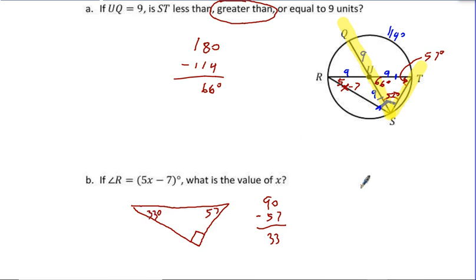I can set 33 equal to 5x minus 7 and solve. 33 plus 7 is 40, and divide by 5, x equals 8.